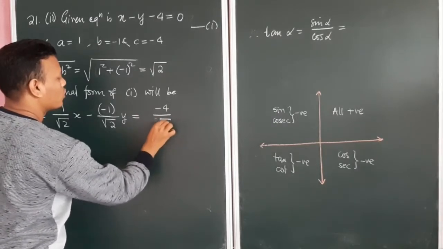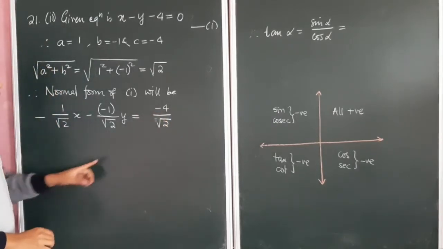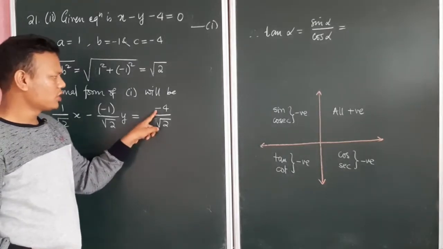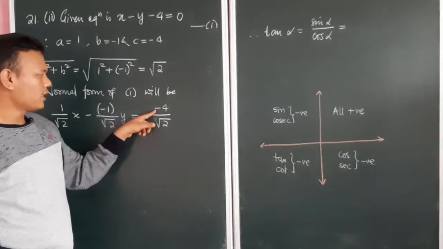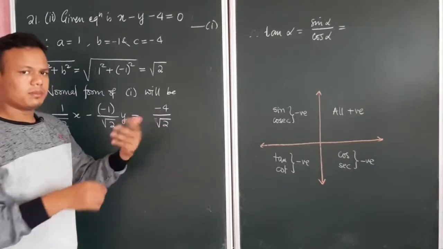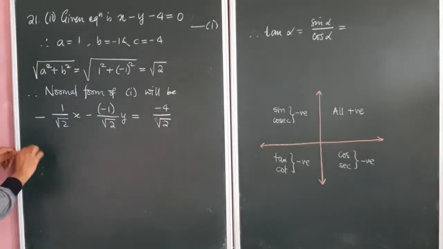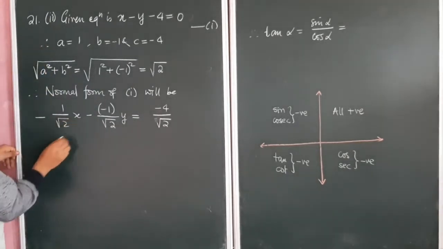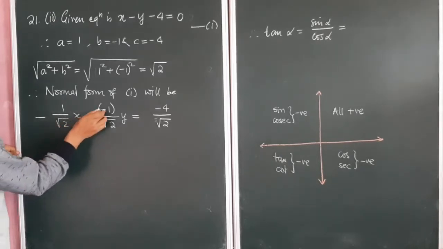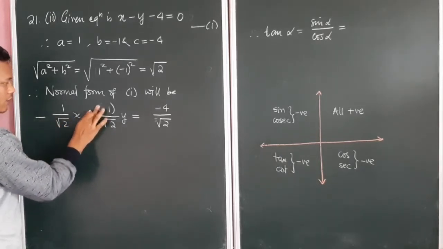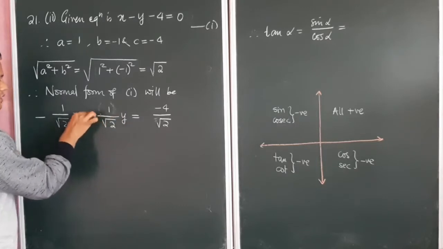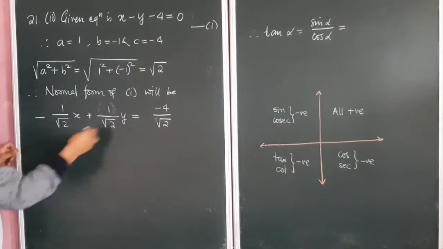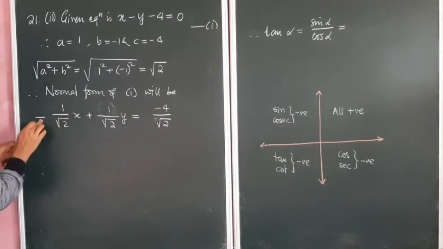square root of 2. So I have found this, but here again I see that this is negative, isn't it? So I will just remove this negative by multiplying both sides by minus. If I multiply both sides by minus, see here, what do I get? Minus into minus is plus. So let me remove this and write plus out here. So after multiplying both sides by minus, this becomes plus.